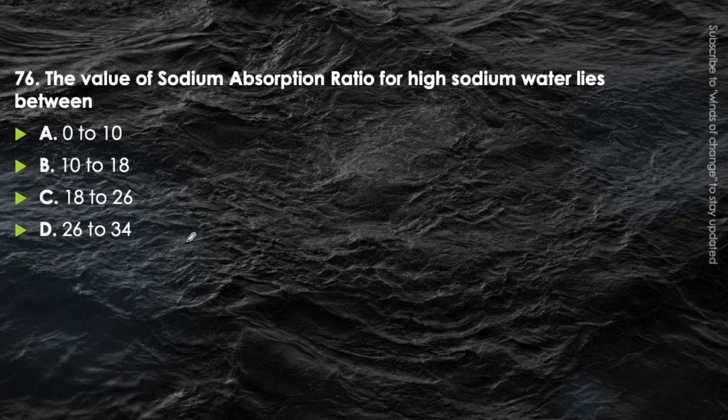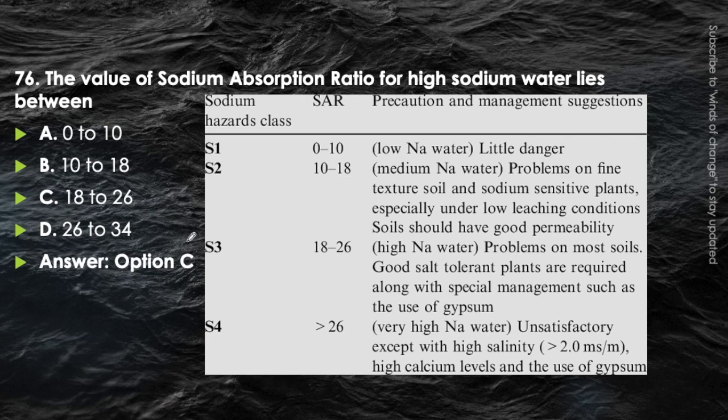Next question. The value of sodium adsorption ratio for high sodium water lies between 0 to 10, 10 to 18, 18 to 26, or 26 to 34. You should memorize these values. It is very important to memorize it. For high sodium water, can you recall it? We have already discussed this question. Think about it. It will be option C, that is 18 to 26.